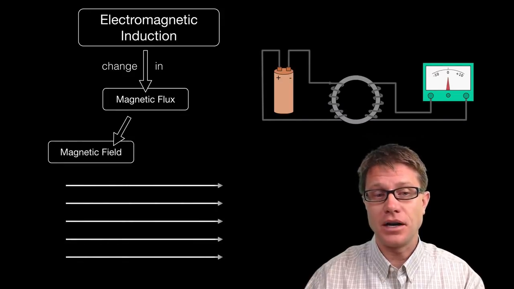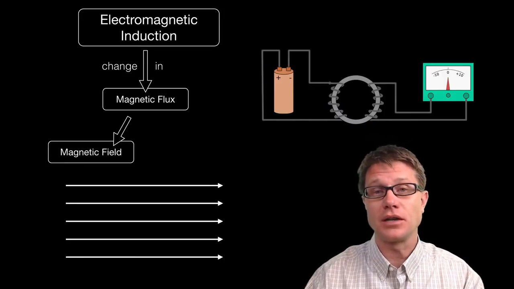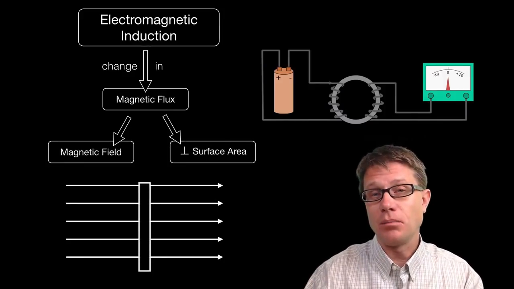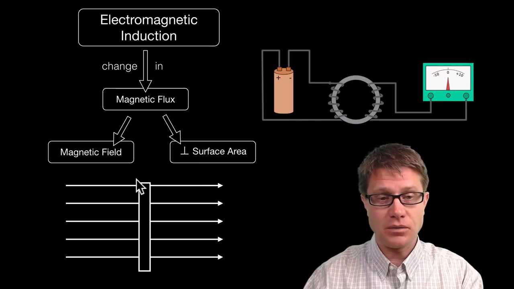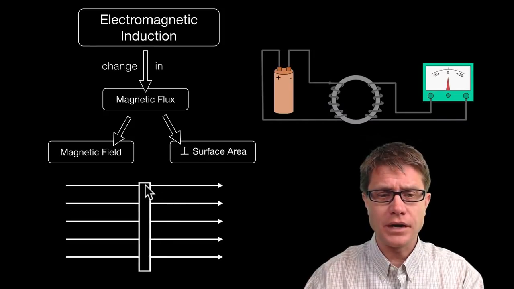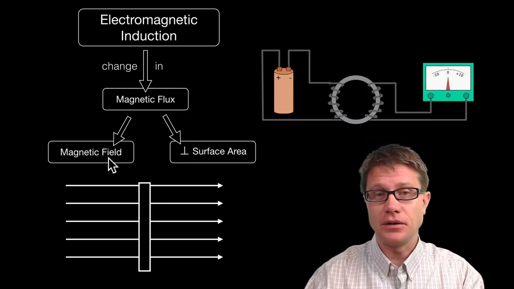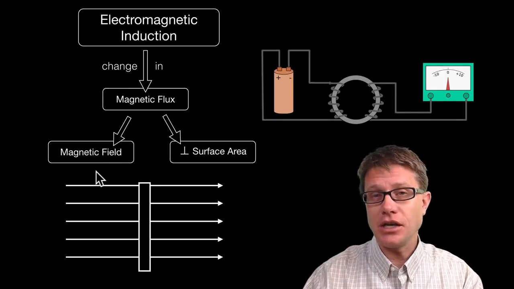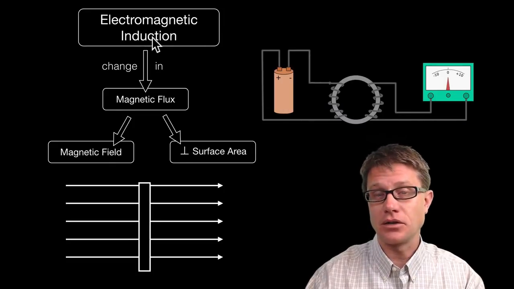And so magnetic flux is going to be the product of the strength of the magnetic field, how large that magnetic field is, and then we're going to multiply that times the surface area perpendicular to that magnetic field. And so imagine that this right down here is a wire loop. And so we've got a little bit of a wire, and then we've got a magnetic field. And so if we ever have change in that magnetic flux, then we're going to have electromagnetic induction occurring.